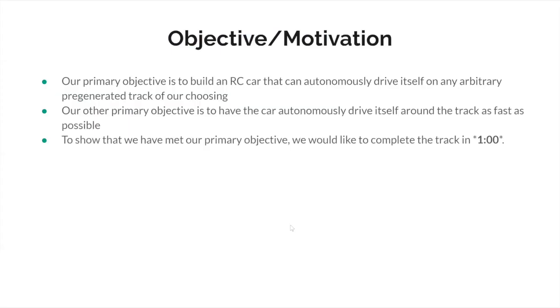The objectives of this project were to create and design an RC car that can autonomously drive itself using a track that we create with our Hector SLAM algorithm, and creating waypoints for the car to follow along. Our other primary objective was for it to drive around the track as fast as it possibly could, and to show that we have met our primary objective, we wanted to complete our lap time in under a minute.